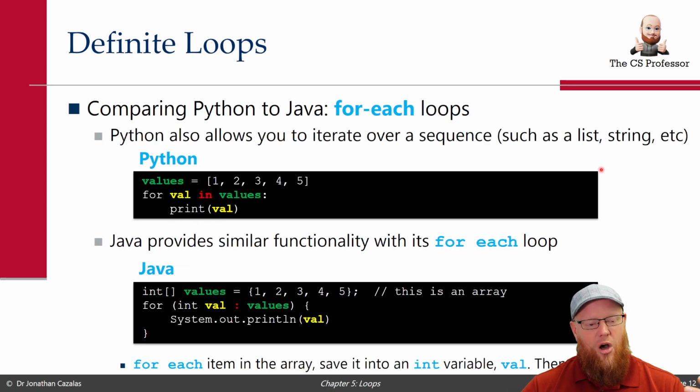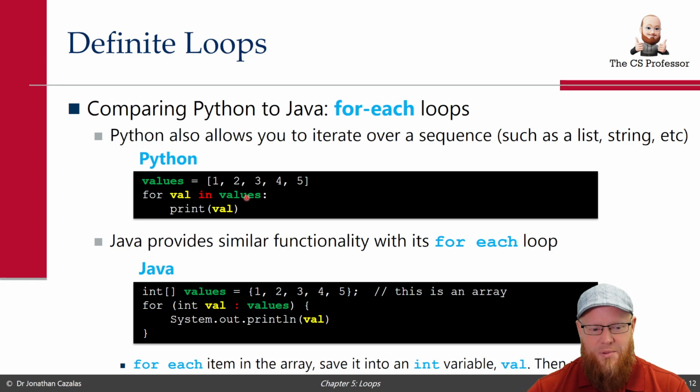time. Also, we have in Python where we can loop over a sequence, such as a string or such as a list. And you've seen this in Python. If we have a list called values equal to 1, 2, 3, 4, 5, a list of those 5 values, I can do a for loop and say for val in values, and I can loop over each one of those values in the list.